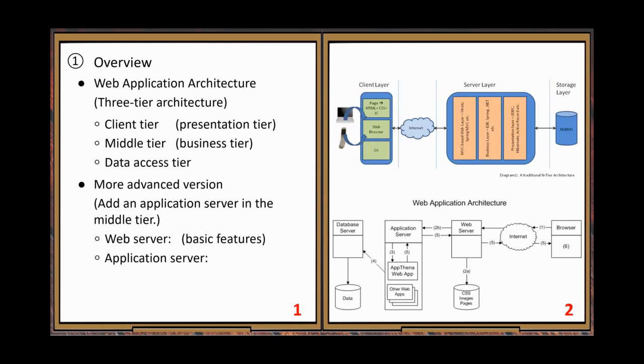Now for the application server, we do the advanced features. So what kind of advanced features? Usually in big companies, enterprise level. The company is large size, so we call it an enterprise type company. They require many high-level advanced features. Usually those features are not available in web servers.